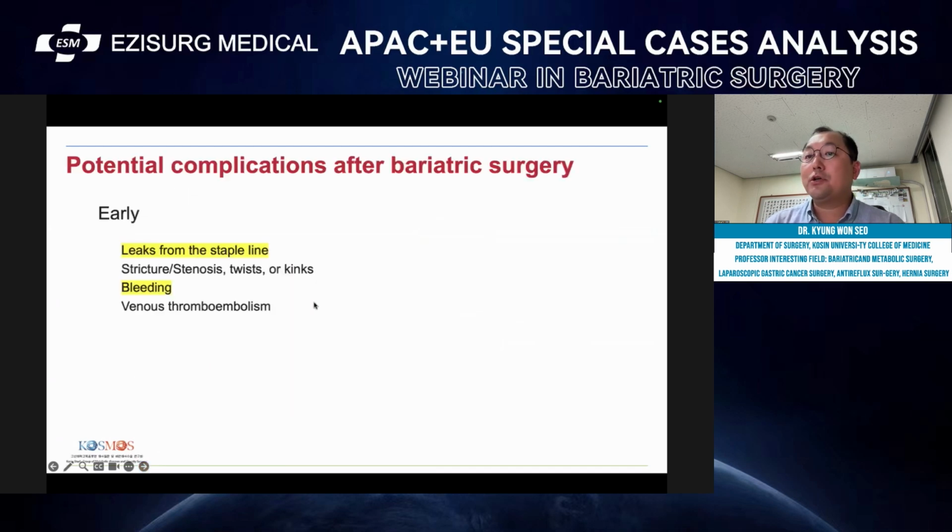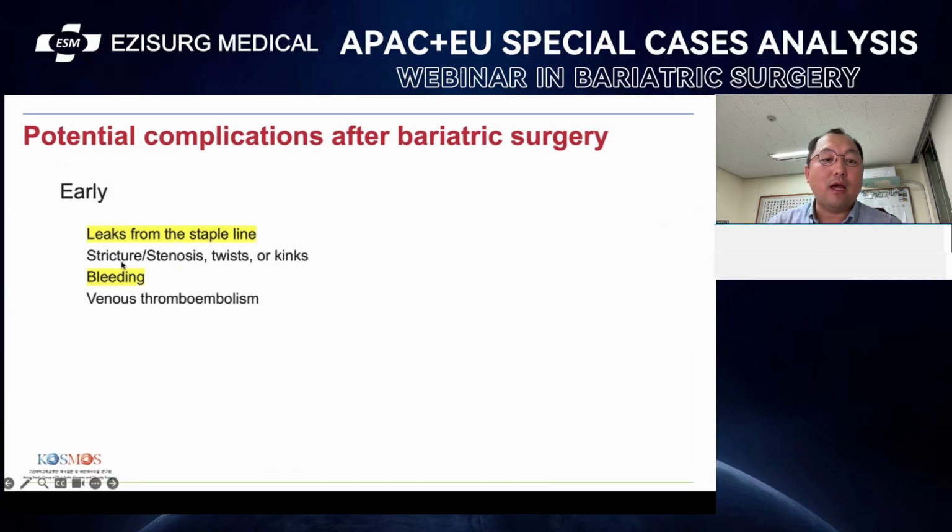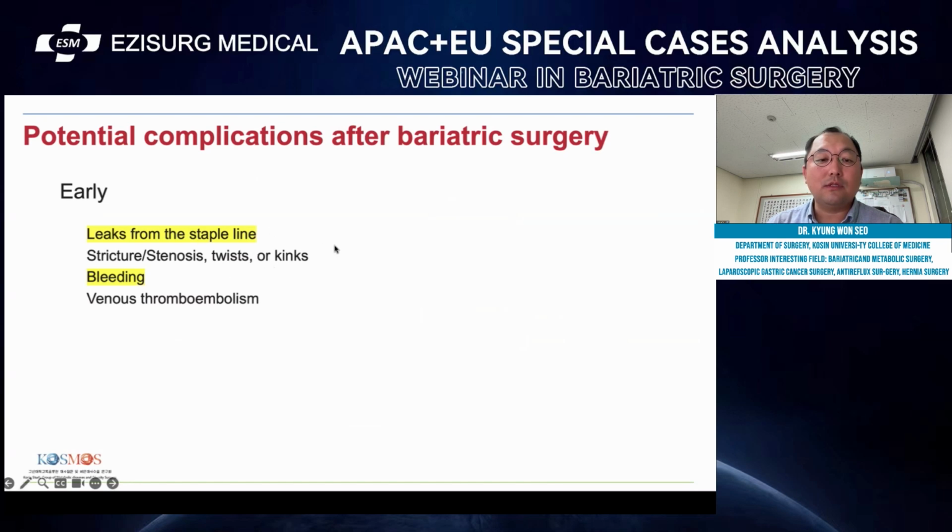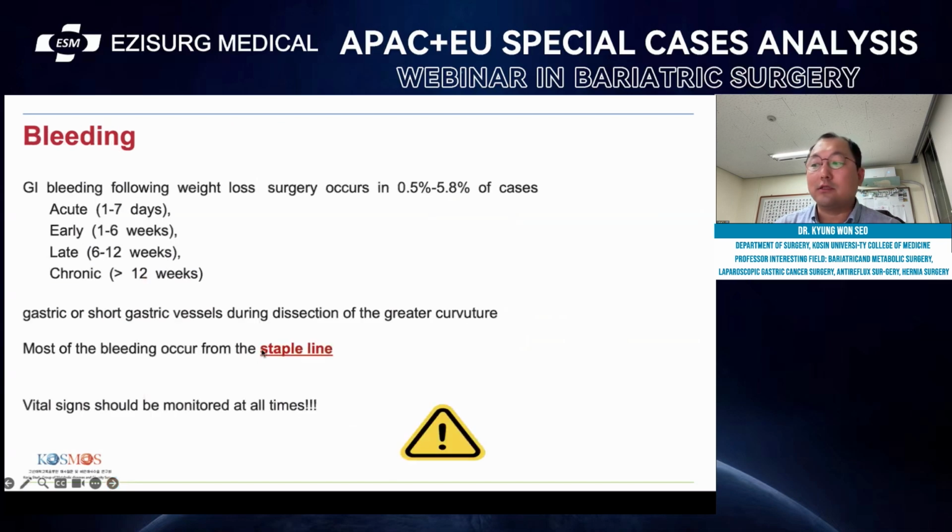Before talking about the importance of staples, I can show you potential complications that occur after bariatric surgery. The first one is leak from the staple line, and the second is stenosis, twist, and kinking, and bleeding. Among them, leakage and bleeding are very important problems in managing the patient after bariatric surgery.